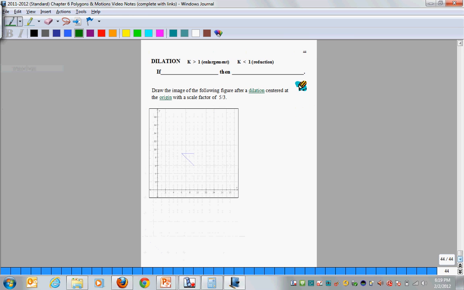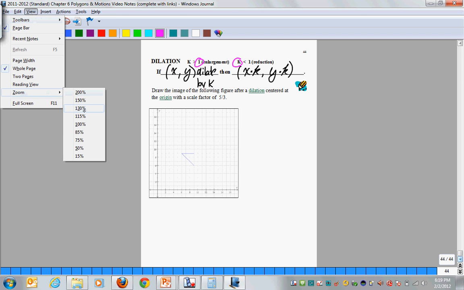So to dilate, we have what's called a K factor. K factor just means, are you making it bigger or smaller? And if you have X and Y and you dilate by what's called a K factor, all you do is you multiply. So we're going to do X times K and Y times K. And if your K factor is larger than 1, you're going to make it bigger. And if your K factor is less than 1, you're going to make it smaller. So let's do one dilation together and we'll be done.